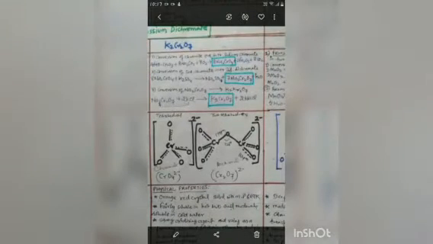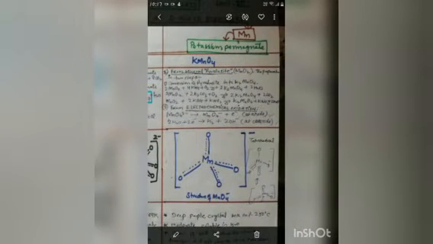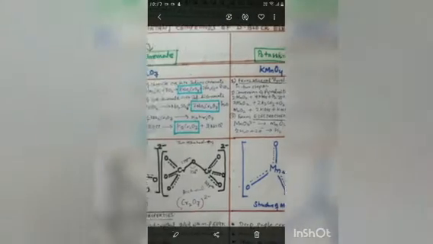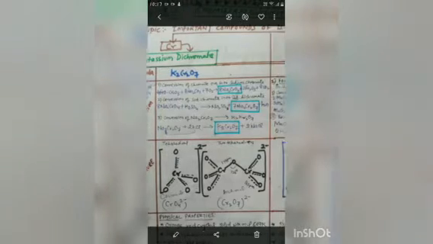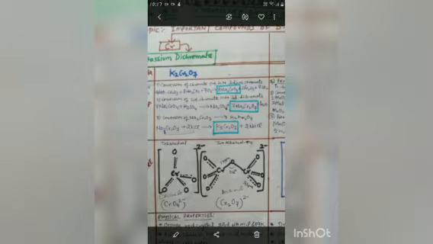There are two main important compounds of D block elements: first is potassium dichromate and second is potassium permanganate. So let's differentiate between them. Potassium dichromate is written as K2Cr2O7 and potassium permanganate is written as KMnO4. The preparation of potassium dichromate can be done in 3 steps. First is conversion of chromite ore into sodium chromate. Second is conversion of sodium chromate into sodium dichromate, and third is conversion of sodium dichromate into K2Cr2O7.